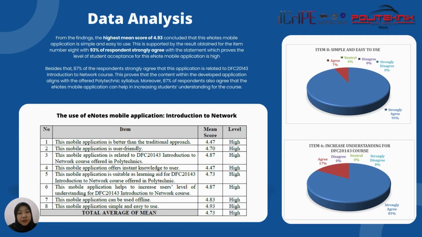This is the result obtained from the first objective, which is the use of the eNotes mobile application, Introduction to Network. From the findings, we can see that the highest mean score of 4.93 concluded that this eNotes mobile application is simple and easy to use. This is supported by the result obtained for item number 8, with 93% of the respondents strongly agreeing with the statement, which proves the level of acceptance for this eNotes mobile application is high.